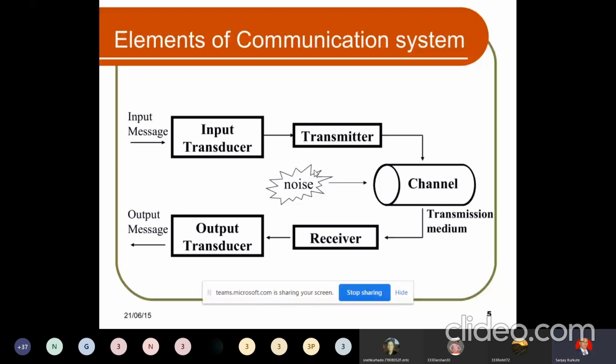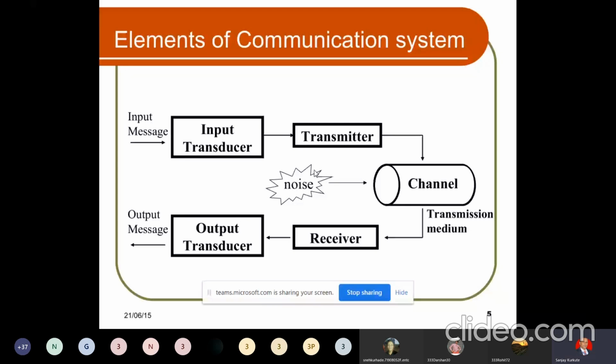Whatever our input signal, it may be analog sometimes. Now I am speaking with you, that is an analog signal, correct? And at the output, you are getting again an analog signal. So this is a very basic communication system, and we can design it very easily, because the blocks involved in the system are very few: transducer, transmitter, channel, receiver, output transducer. So these are very few and simple blocks.